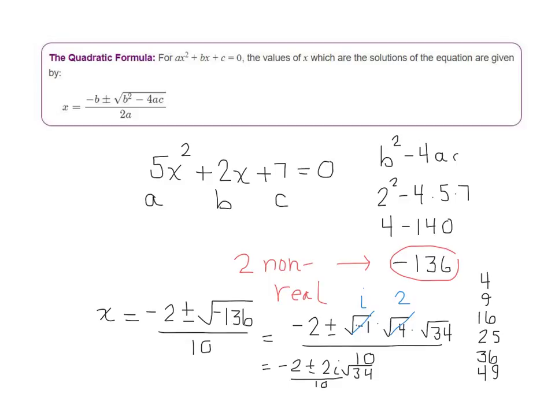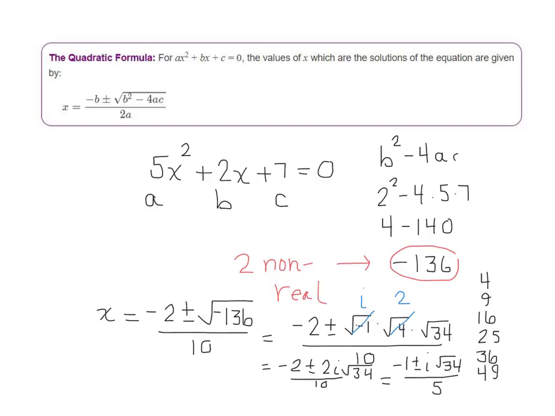And then we know that since everything there is divisible by 2, we should do so. So we have negative 1 plus or minus i root 34 all over 5. Notice our solutions are complex numbers. One is negative 1 plus i root 34 all over 5, and the other is negative 1 minus i root 34 all over 5.